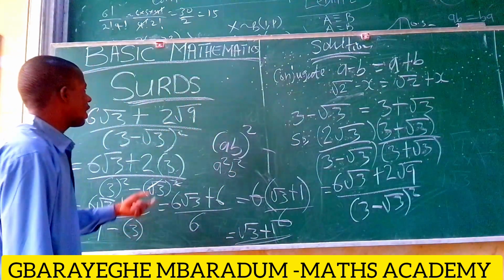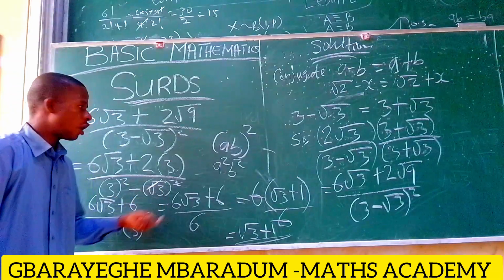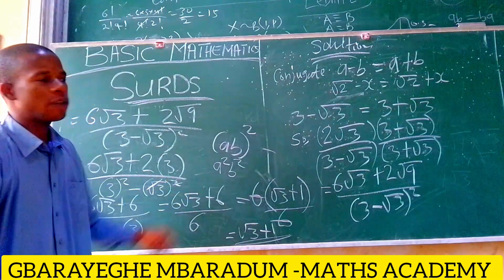This is how to rationalize this function of the surd using the conjugate method.